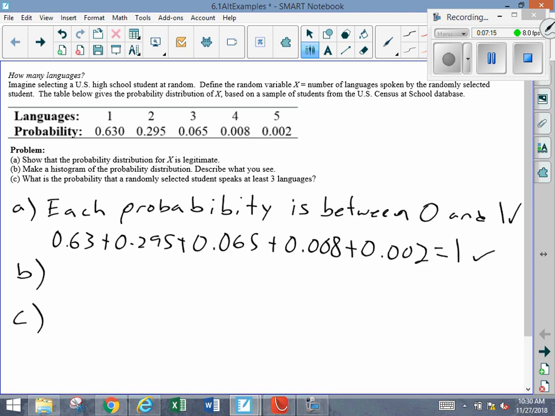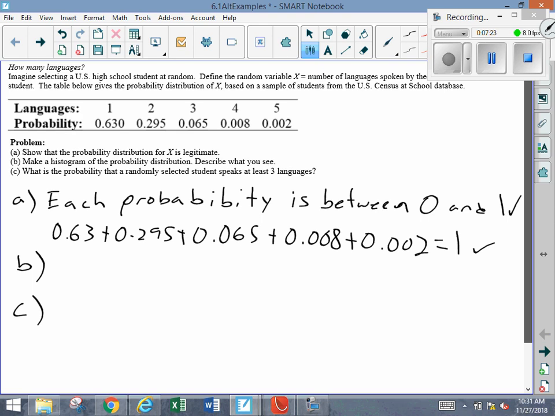And so C. What is the probability that a randomly selected student speaks at least 3 languages? So 3 or more, right? Well, we can still use our probability rules to say that, right? So this right here, that's the probability they speak 3 languages. That's the probability they speak 4. Probability they speak 5.